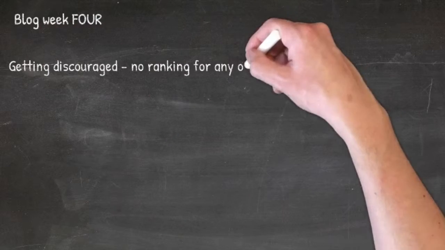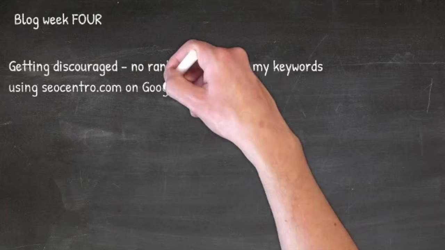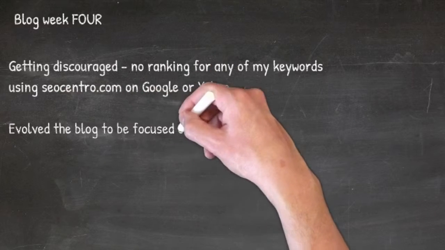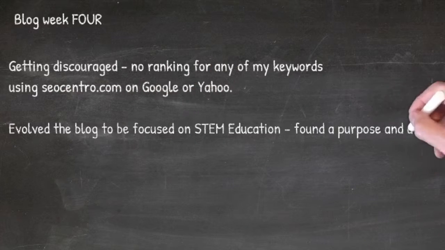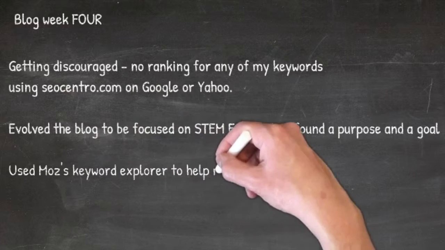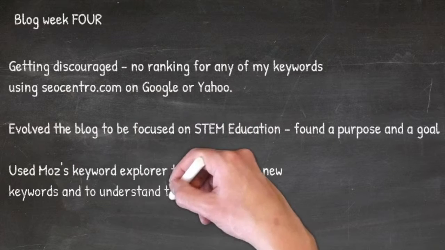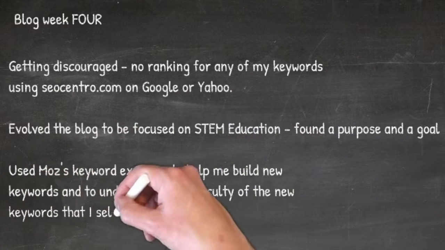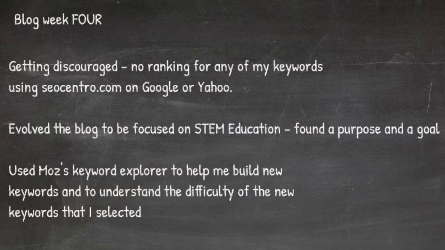Also, in Blog Week 4, I reviewed SEOcentro.com to help me understand how I was ranking with my keywords. Alas, I was getting no ranking on either Google or Yahoo. It was at this point that I decided to evolve the content of the blog to be STEM education. I felt much more confident in my blog now that it had a purpose. I also used Moz's Keyword Explorer to help me build new keywords and to understand the difficulty for ranking with the keywords I was selecting.